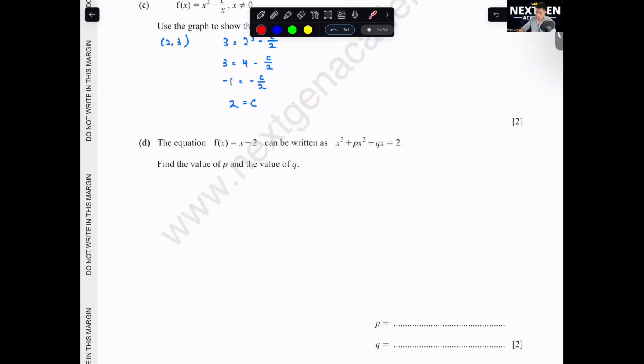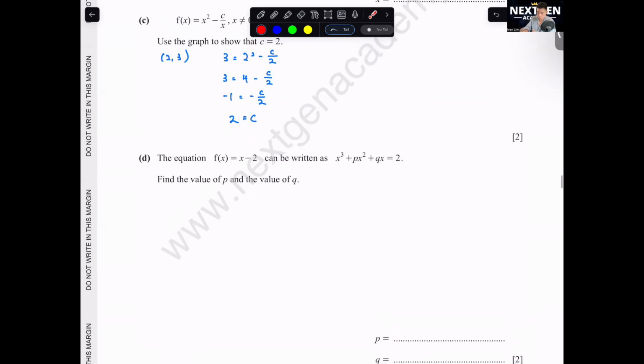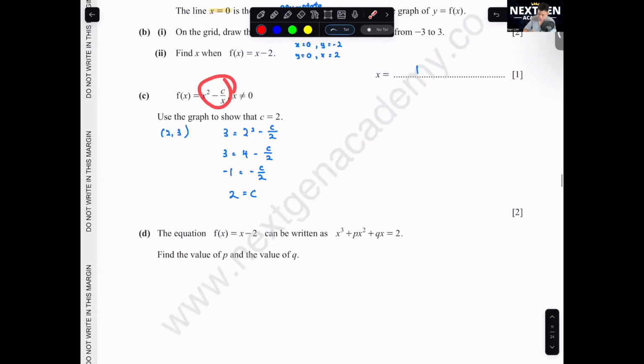They say the equation f(x) = x - 2 can be written as x cubed plus px squared plus qx equals 2. Find the value of p and the value of q. The f(x) they are referring to is from the previous question. So I'm going to write down an equation: x squared minus 2 over x equals x minus 2. Multiply the whole thing by x. We'll get x cubed minus 2 equals x squared minus 2x.